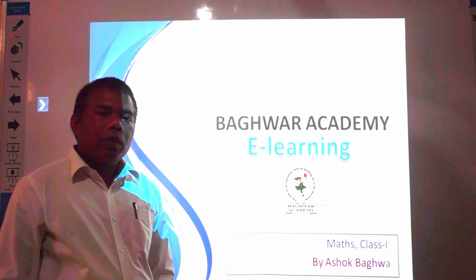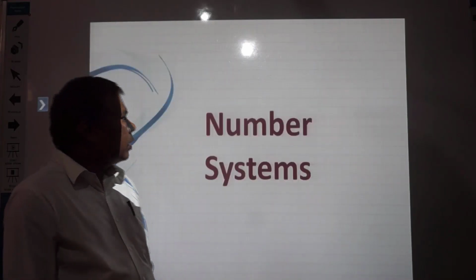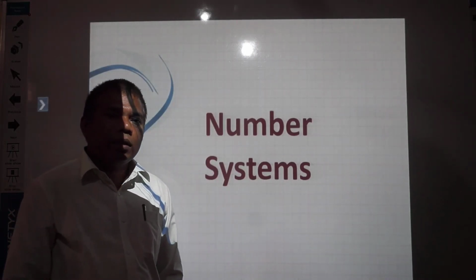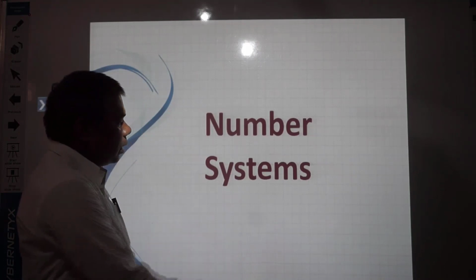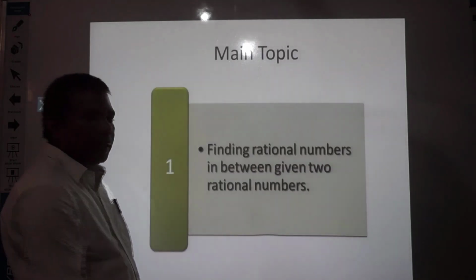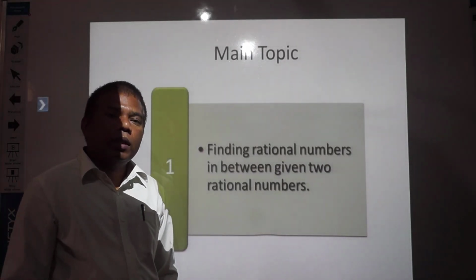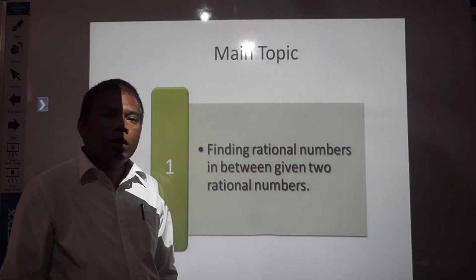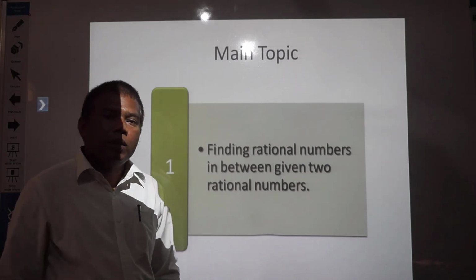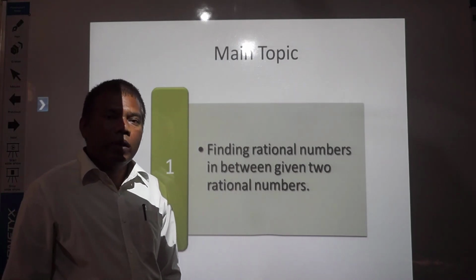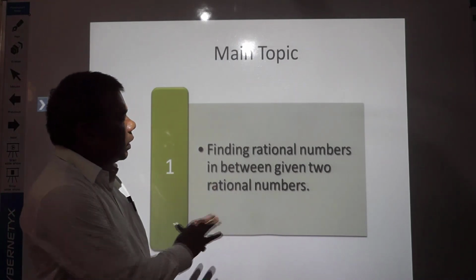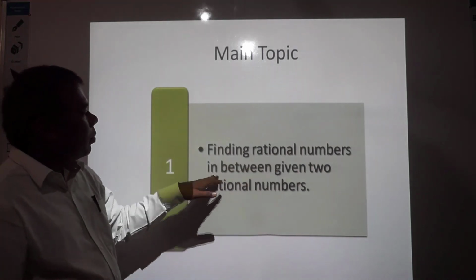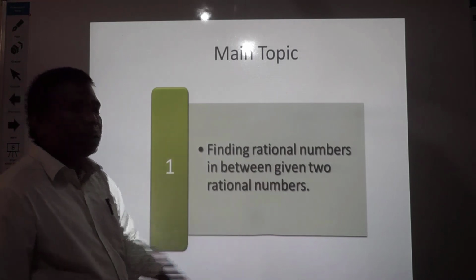In the last video, if you remember, we had discussed number systems, and under number systems we discussed natural numbers, integers, whole numbers, and many other things. Those children who have not watched, I would request you first watch that, then come to the next video so that you will understand in a better way. In this video, we are going to discuss finding rational numbers in between two given rational numbers.